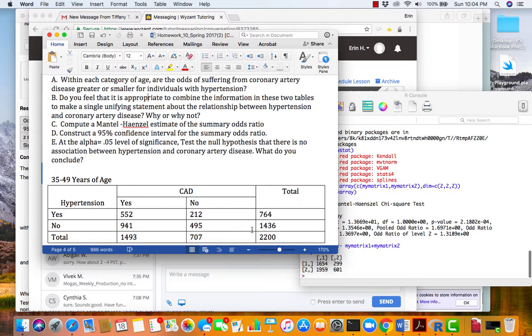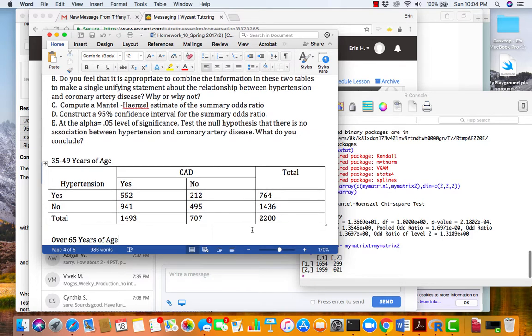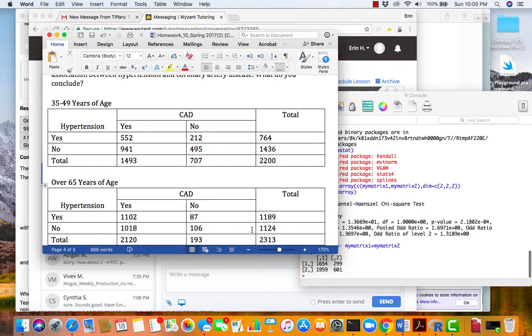The reason being, if you look at the values, even though our sample size is pretty close, it's not that terribly different. Look at how much larger our values are for CAD and yes and CAD and no. Or excuse me, CAD and yes is the big one that I found a little bit concerning. So I don't think it's appropriate to combine the tables.